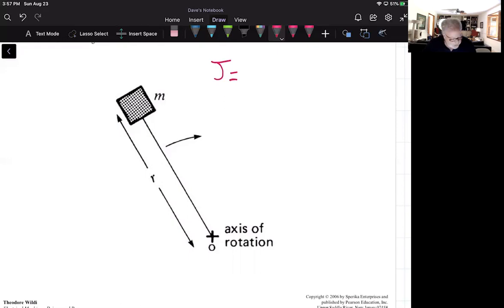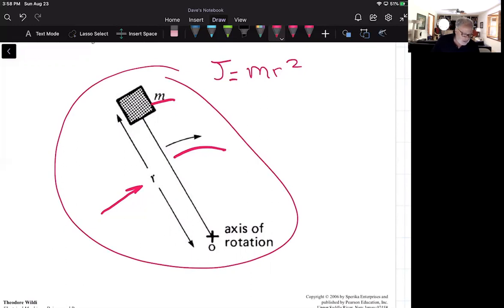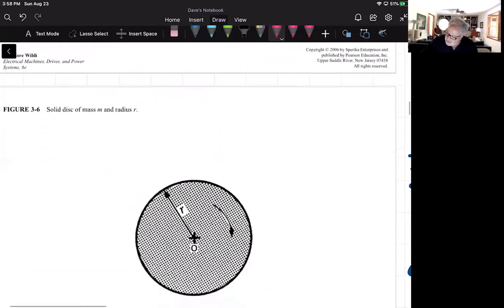In figure 3.5, we have a shape that looks like a square, rotating about an axis point with a radius r. It has a certain mass, and we can describe that moment of inertia as J equals m r squared. That is descriptive of this situation. All these are listed on page 55. Let's go to another one.